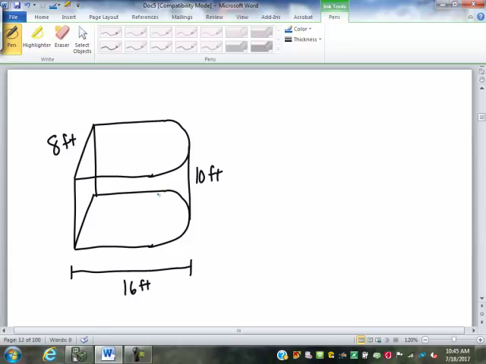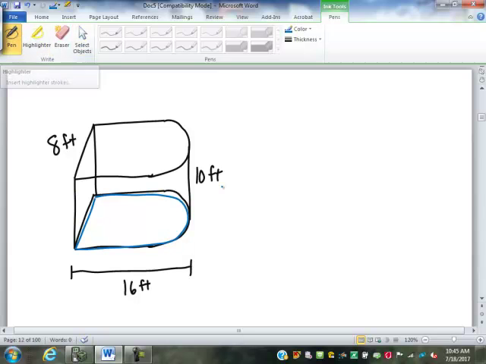The base is this shape right here, because that is the shape that could be used to create the object. Again, if I slice it, that's the shape I'm going to get, right? Of course, now the top is the same shape, so the top could also be considered the base if you wanted to.